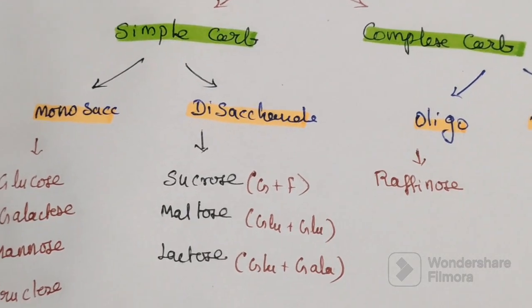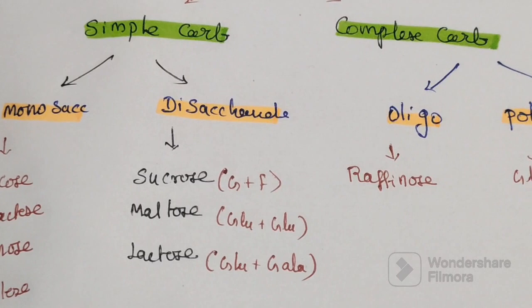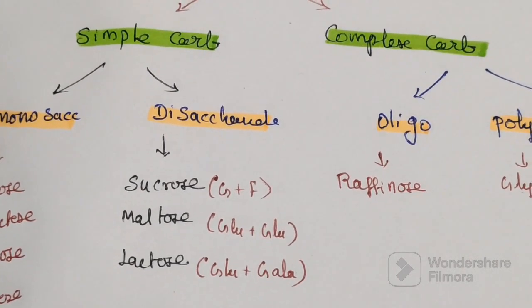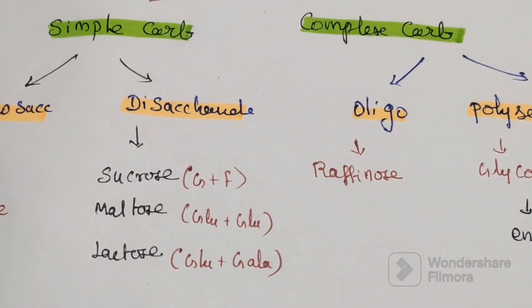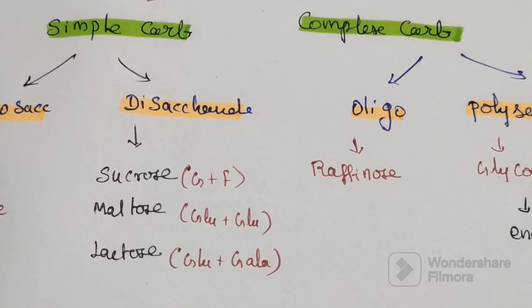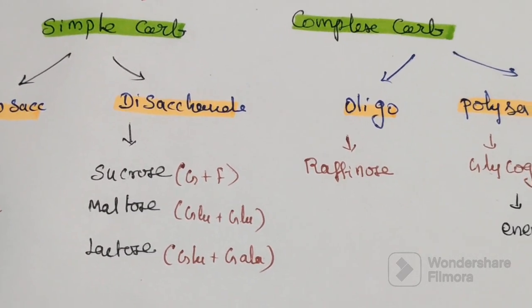So sucrose is present in table sugar, sugar cane and sugar beet. Lactose is present in milk and milk products. Maltose is present in alcohol and beer.